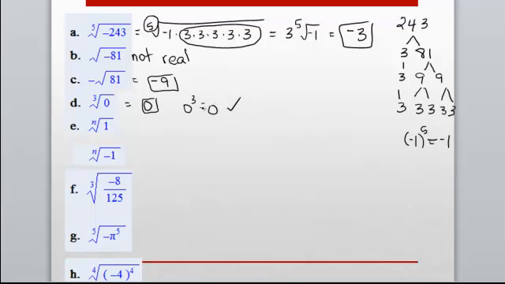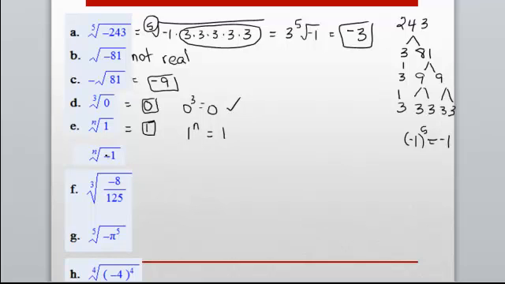Okay, how about the nth root of 1? If n was any number in the world, the nth root of 1 is just 1. Why is that? Because 1 to any power is 1. 1 to 100 means 1 times 1 times 1 times 1, 100 times. So it's still just 1.